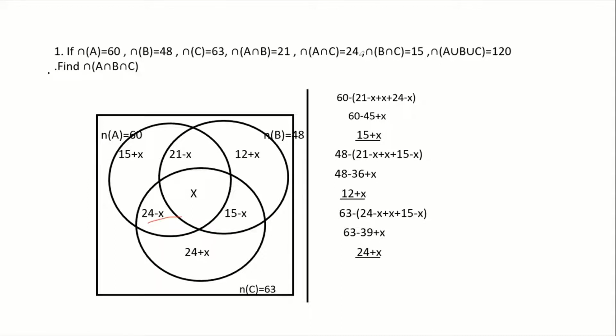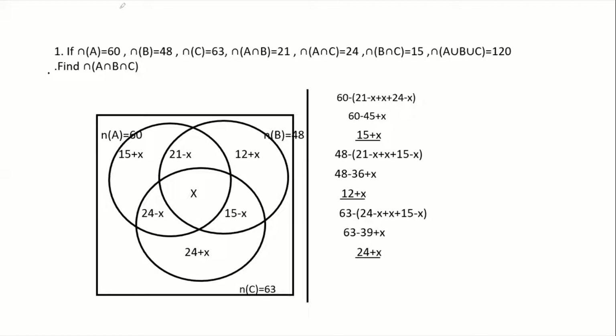We go on with our question. We have the number of B intersection C is equal to 15. So we come back to our Venn diagram, look for B and C. Our intersection is here, and we end up with 15 minus X for our intersection of B and C. So we still have another one here, which is telling us that the number of A union B union C is equal to 120.